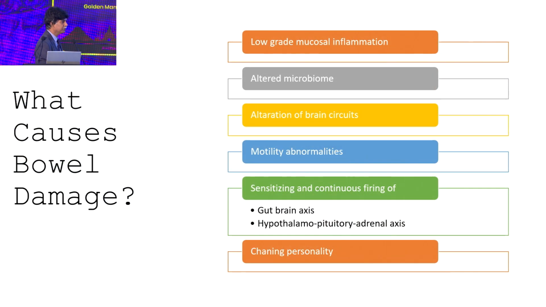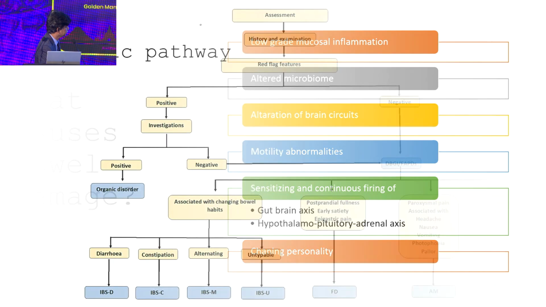So what causes bowel damage? Actually, this is a very novel concept. Low-grade mucosal inflammation, which I showed you how it comes, altered microbiome, altered brain circuits, motility abnormalities, and sensitization of continuous firing of the gut-brain axis and hypothalamus-pituitary axis. All these things lead to some form of bowel damage, which leads to persistence of this abdominal pain.